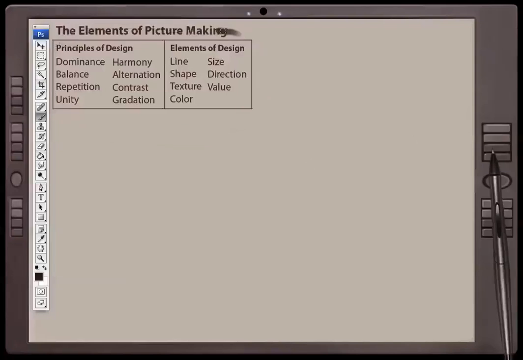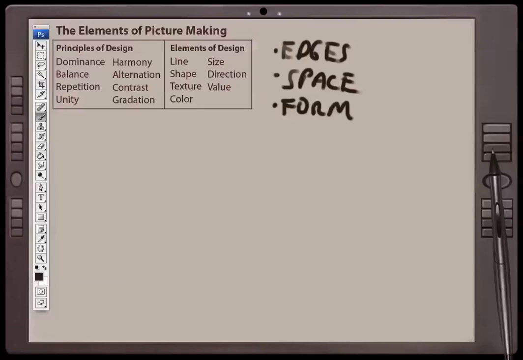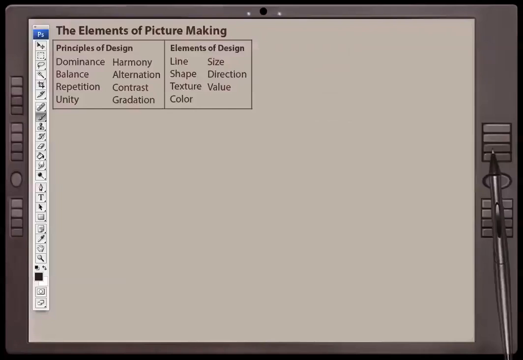Some of the additional elements of design are, for example, edges, space, and form, for example. There are many more involved, but as I said, you'll learn about them later. First, I just want to focus on these main principles of design.